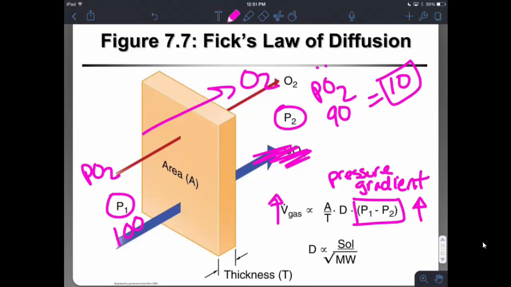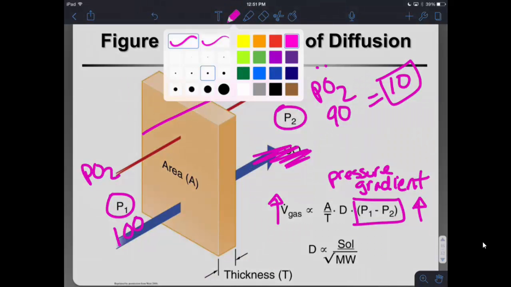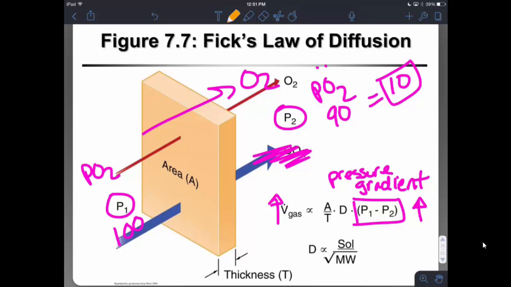Okay, and there's 2 ways that you could increase P1 minus P2. You could either increase P1 or decrease P2. Okay, so if you increased P1, you would get, let's say, 110, and if P2 stayed the same, you would have a higher gradient, and therefore the gases would move faster because P1 minus P2 is greater.